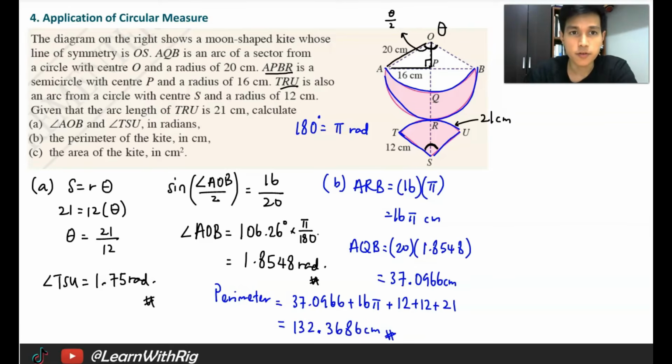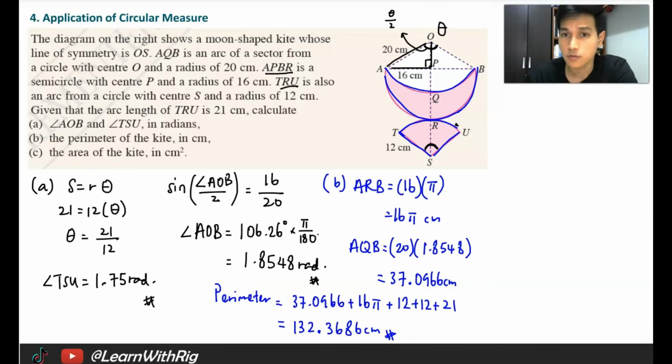Now we have to find the last question, which is area. How do you find area? Area here is a bit complicated. Let me erase this because I don't have enough space. Now we want to find area. This area is very easy to find, because you just straight away use the formula. However, if you want to find this other moon shape, it's a bit hard.